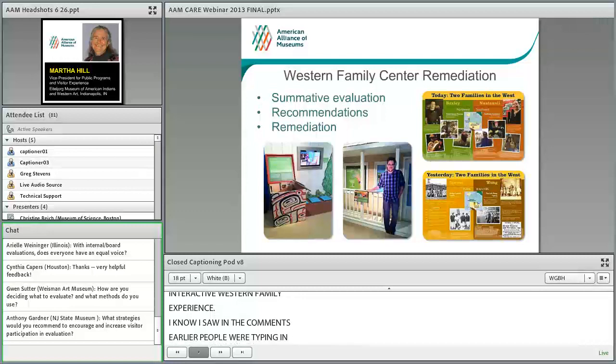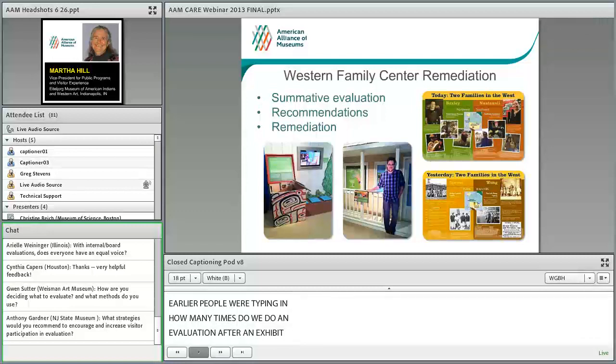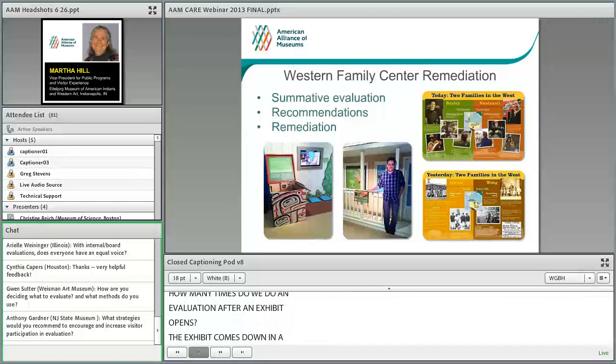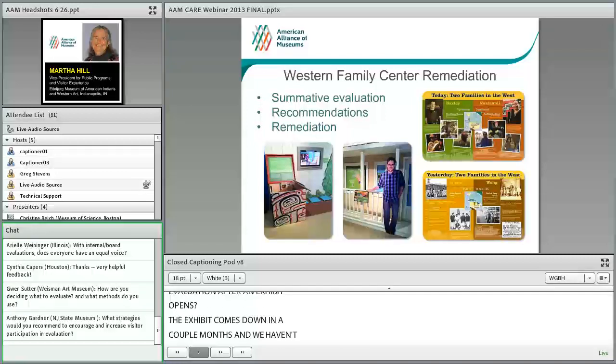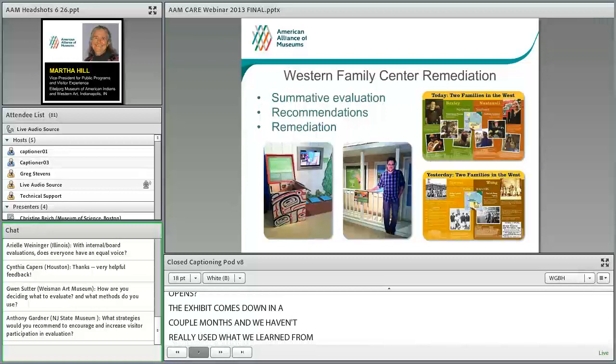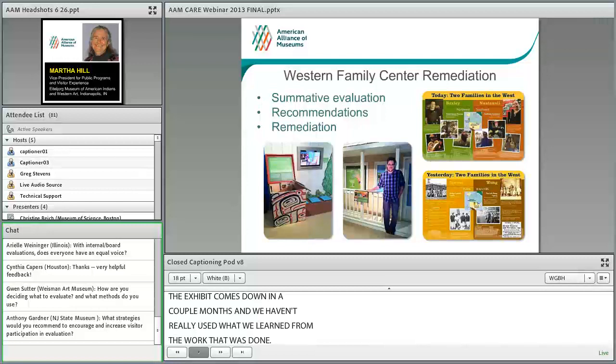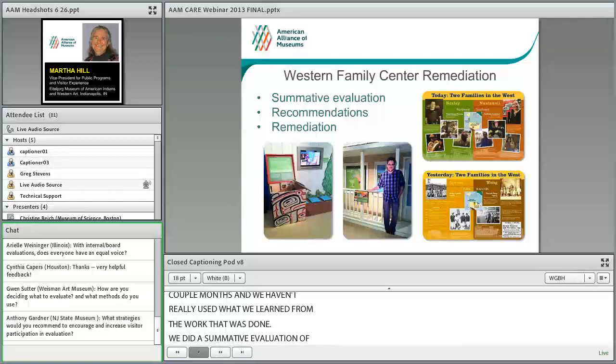And the last project that I want to mention is with our interactive Western family experience. I know I saw in the comments earlier as people were typing in, how many times do we do an evaluation after an exhibit opens? The exhibit comes down in a couple of months, and we haven't really used what we learned from the work that was done.